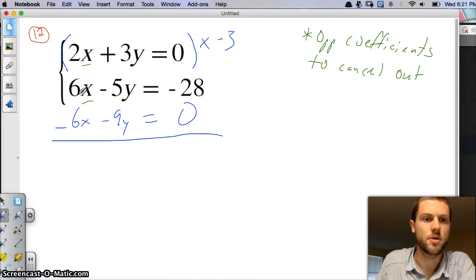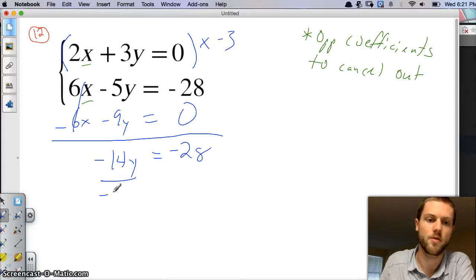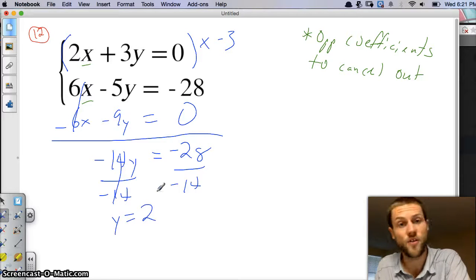So let's see what happens here. This cancels and goes away. I get negative 14y equals negative 28. The x's are gone. Chop them away. And I divide by negative 14, and I get y equals 2. Done. How do I find the x?